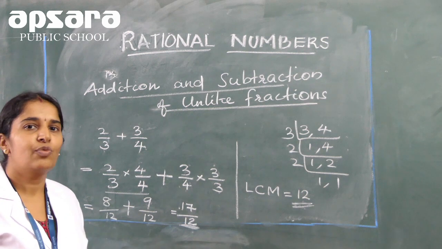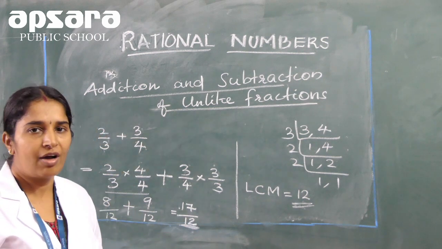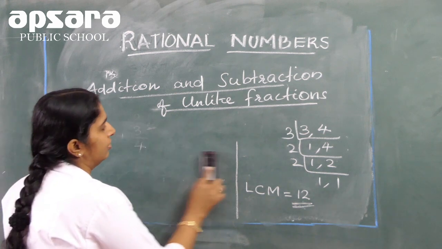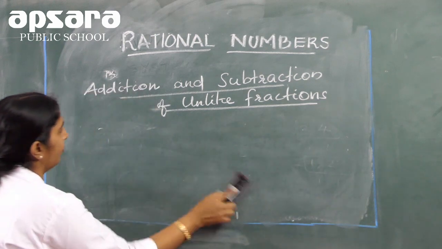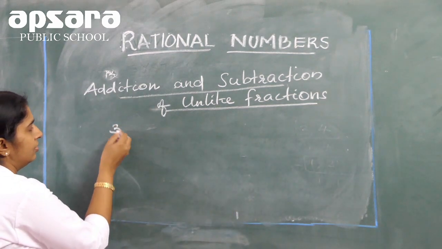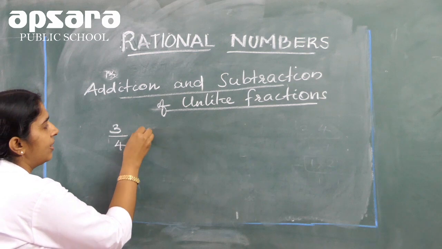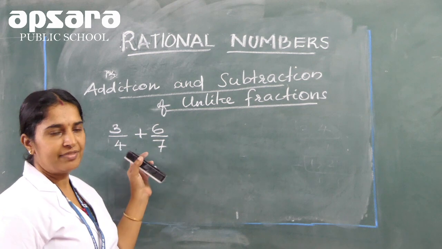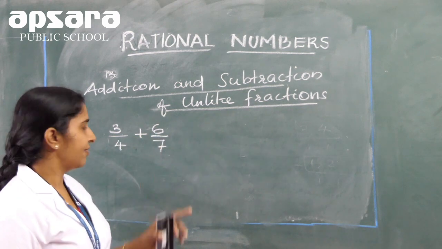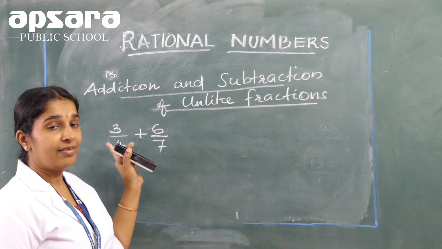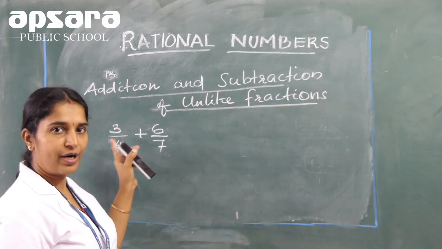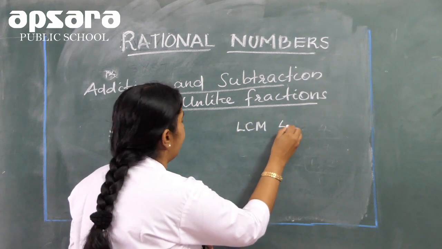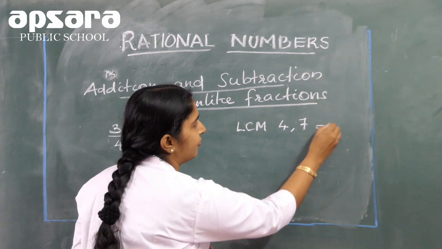Now let us take one more example to see the addition of unlike fractions. 3 by 4 plus 6 by 7. What is the first step? Denominators. They are different, 4 and 7. Find the LCM of 4 and 7. You have to find out that.